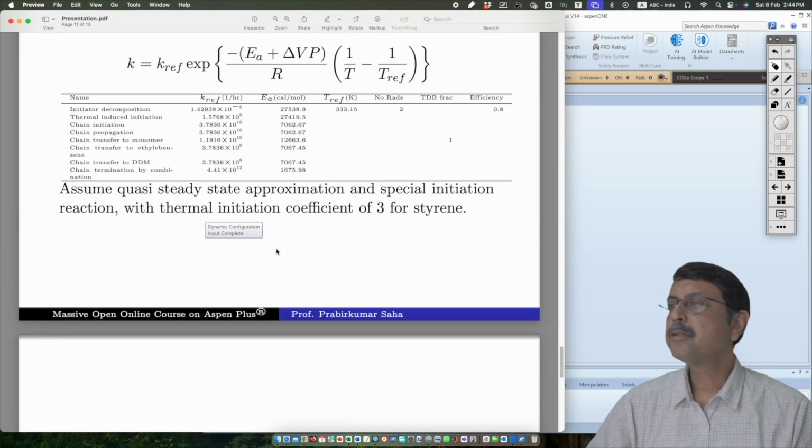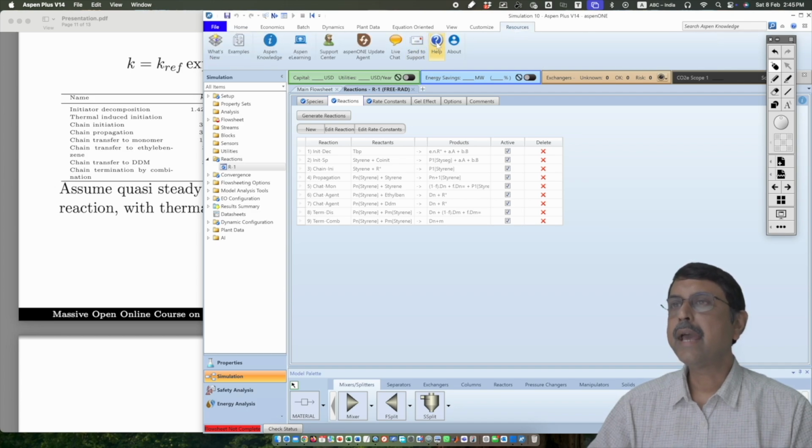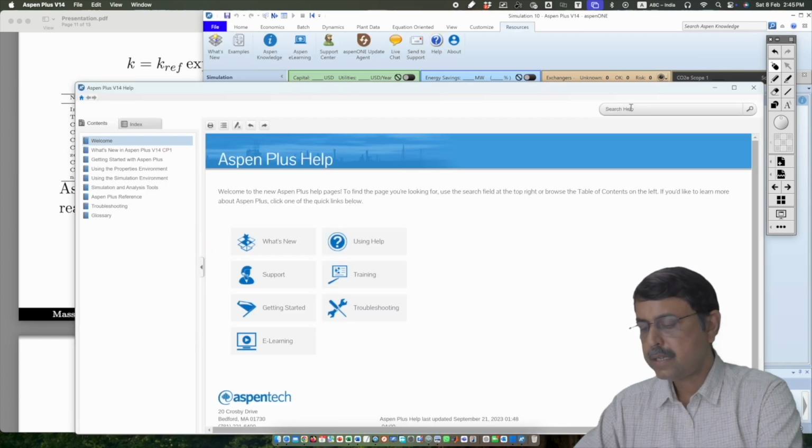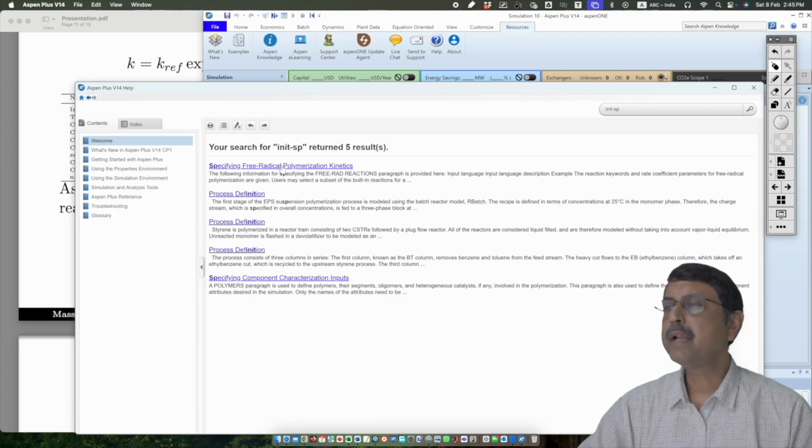For instance, we have initiator decomposition reaction. Yes, we have init dis. Thermal induced initiation. That also you have, the special type of initiator. It is init sp. You go to the resources and help. So you write init sp specifying free radical polymerization kinetics.